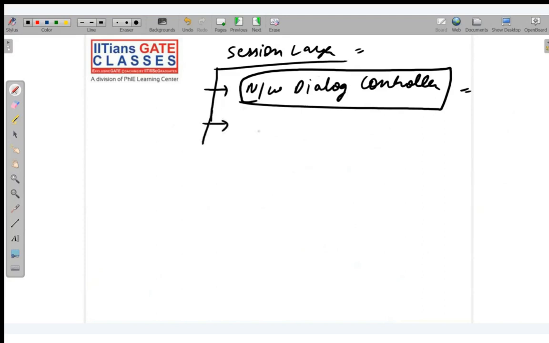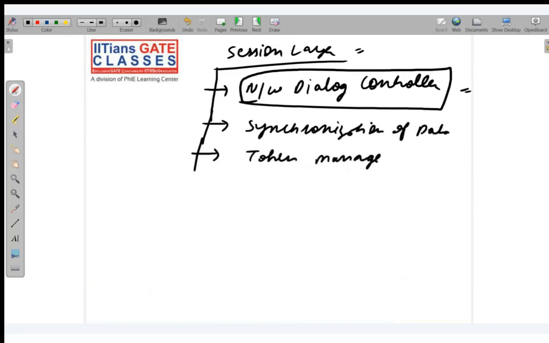Next is synchronization of data. And the next is token management. Okay, so these are the three main functionalities, and we will not dig deep into these topics because it is not so important for GATE.